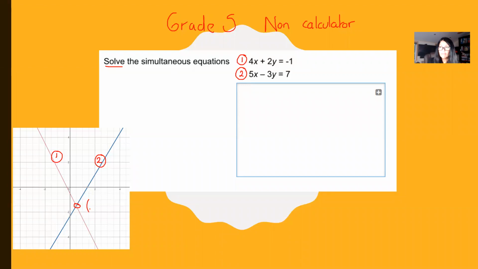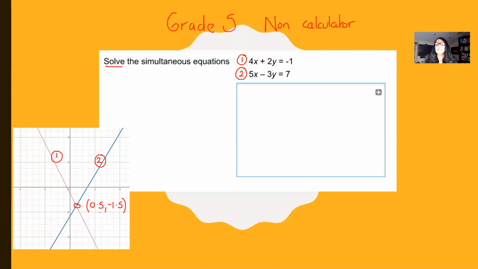So that would be our answer. If I look along here, it's going along in halves, so it's a half across. That would be my x value. And then going down, it's minus 1.5. Now, I wouldn't do that in the exam. I could do a quick sketch to have a rough idea, but I wouldn't spend too much time plotting it. I just want to show you where the answer is. So let's see if we can get to that answer.